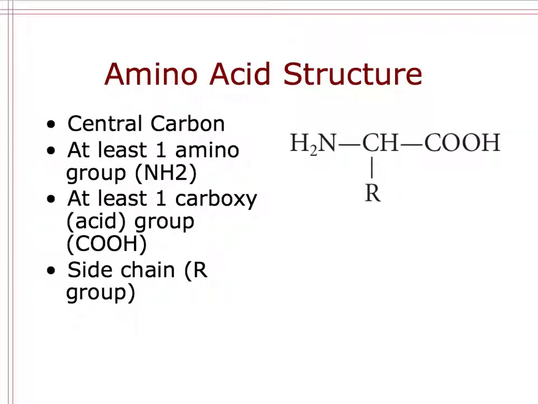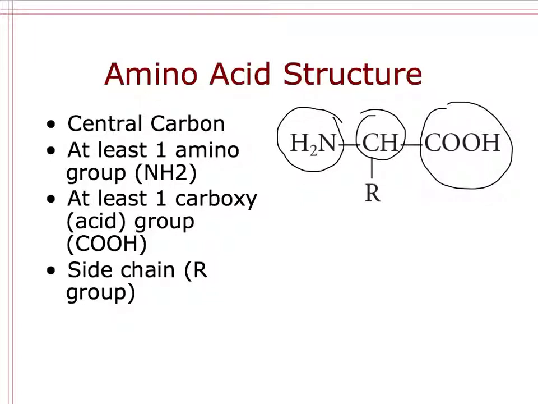All amino acids are going to have the same basic structure. So the backbone of the amino acid is the same. Each amino acid will have this central carbon atom, and then there will be at least one amino group. So over here on the left, you see the amino group, and then on the right is the carboxyl group. So all amino acids have that same basic structure or backbone.